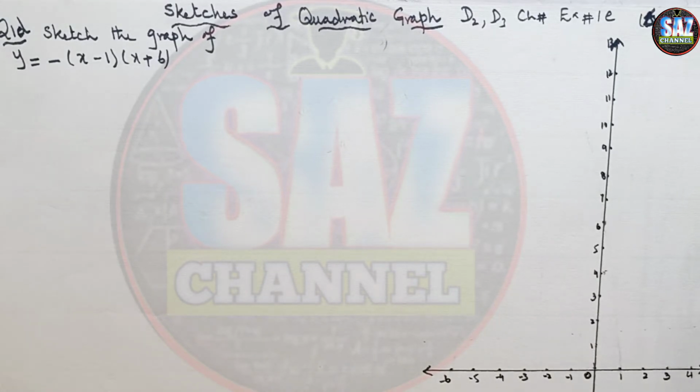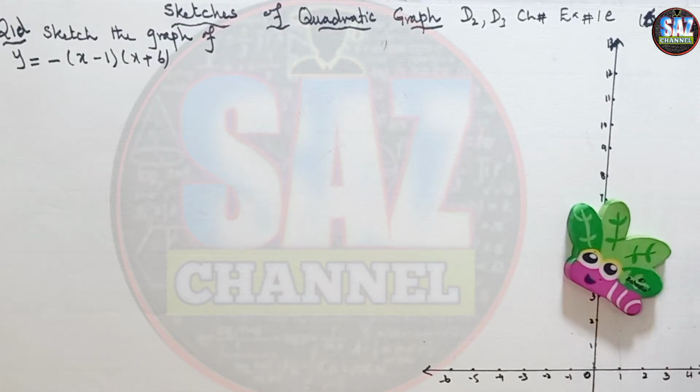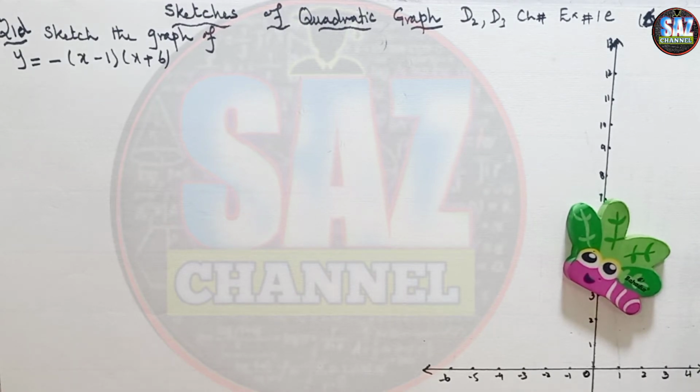This is my sixth lesson of D3 chapter number 1 exercise 1E, about the sketches of quadratic graphs. This lesson is equally important for D2, D3 students and the students who are going to appear in their O-level examinations, because this is one of the important concepts of your O-level examination. Students, in this lesson we will be learning how to sketch the graph of the quadratic function when the quadratic function is already given in the factorized form by hit and trial method or midterm breakage method.